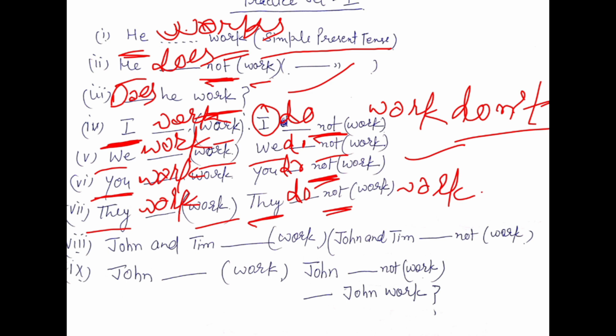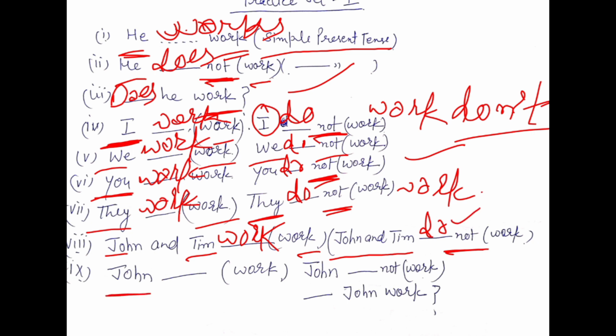Next is John and Tim. John and Tim, we have two names of persons. John and Tim become plural nouns. With plural nouns, there is no need to use S/ES with the main verb. So you have to write here only work. And next is the sentence in negative form, not. John and Tim are plural nouns. So here you have to write only do not work. You know, with plural nouns, you have to use the helping verb do.